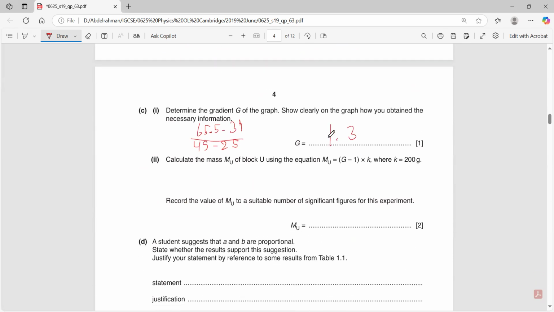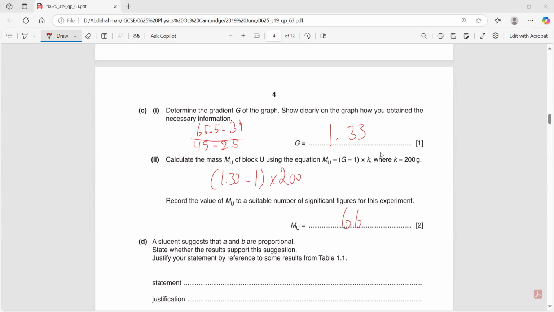Can I find the mass using this equation, gradient minus 1 times K? Yes. The gradient is 1.325, so you can write it down as 1.3 or 1.33. Again, it's the same. So it's 1.33 minus 1 times 200. What is 1.33 minus 1 times 200? This is 66. So the mass, mu, is 66.